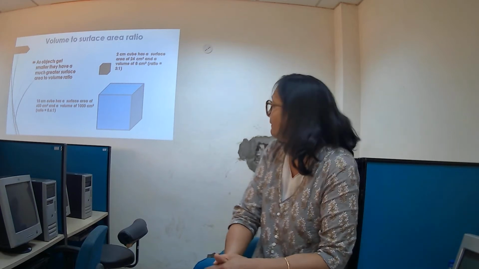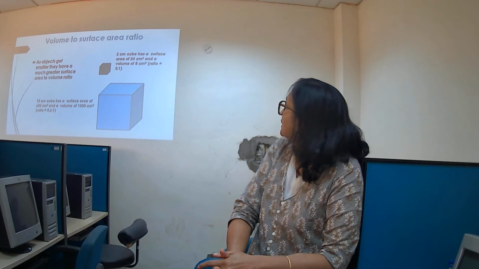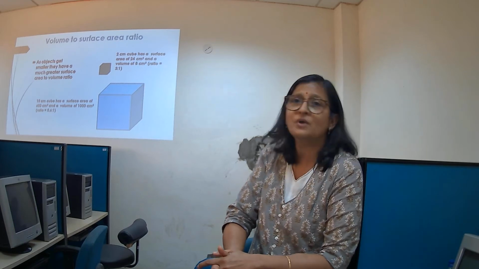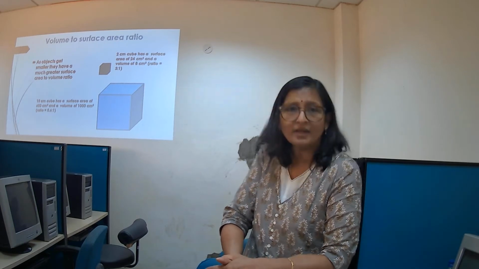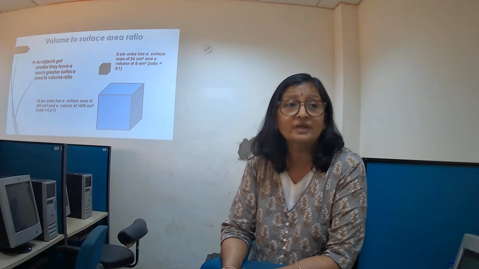Now if we compare the surface area with the volume, you can see the ratio is higher in the case of the small cube. The ratio is 3:1 for the 2 centimeter cube, whereas this ratio is very low in the case of the larger cube, that is 0.6:1. So the surface area to volume ratio is sometimes very important.